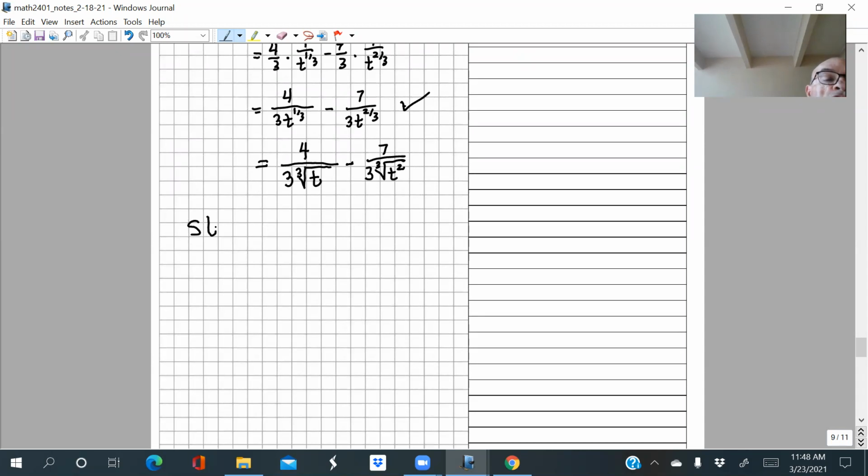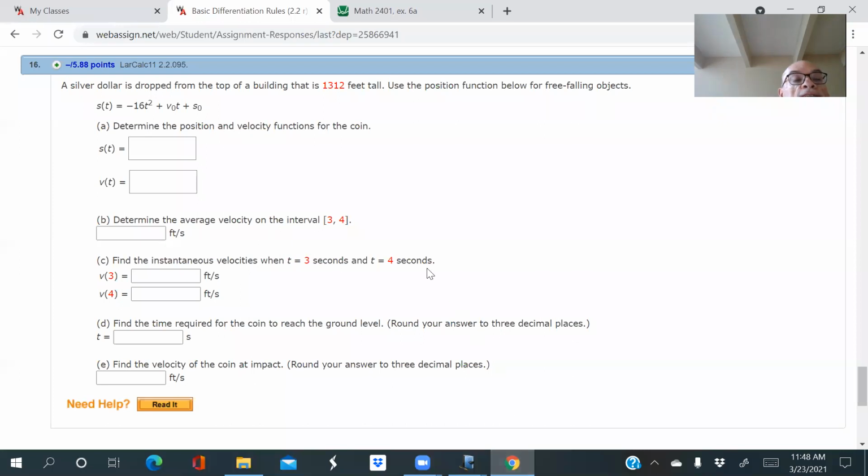So the correct position function is S of t. Sorry, my parentheses there look, not sure what it looks like there. But S of t is equal to minus 16 t squared, plus 0 times t, right? Because your initial velocity is 0, and then plus the initial height, which was 1312. So of course, you can just forget about the middle term, right? And so you really have just minus 16 t squared plus 1312. All right, let's see now what they're asking us.